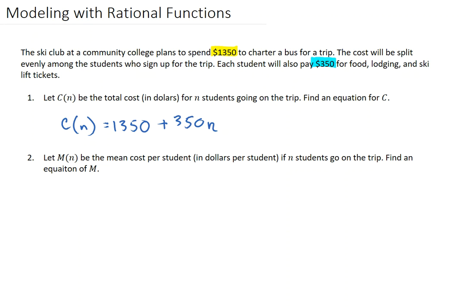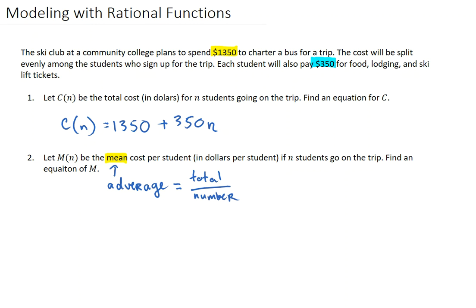Now, what we will do is find a different function. Let m of n be the mean cost per student in dollars per student if n students go on the trip. Find an equation of m. Now first I want to address this word mean in case you haven't encountered that before. In math, that is a specific kind of average. So when you hear mean, you can think average. That's the average that people usually call the average, which is the total value of all that we're averaging divided by the number of things that we're averaging. So that's what mean means, is that average.